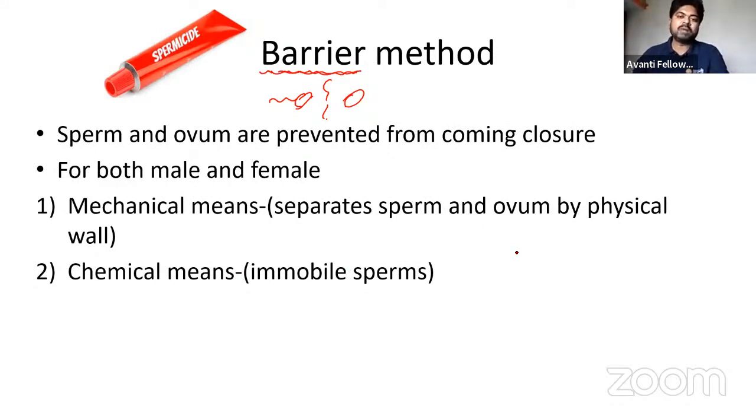The barrier method has two parts. First is the mechanical means, and the next one is the chemical means. What is meant by mechanical means, and what is the difference between mechanical and chemical? In the case of chemical means, humans use some type of chemicals which are important for avoiding fertilization, and which immobilize the sperm, or we can say avoid the locomotion of the sperm. Lashing movement of sperm को वो रोकेगा. I think you already know about the lashing movement of the tail of the sperm cell. ठीक है. So this is the chemical method.